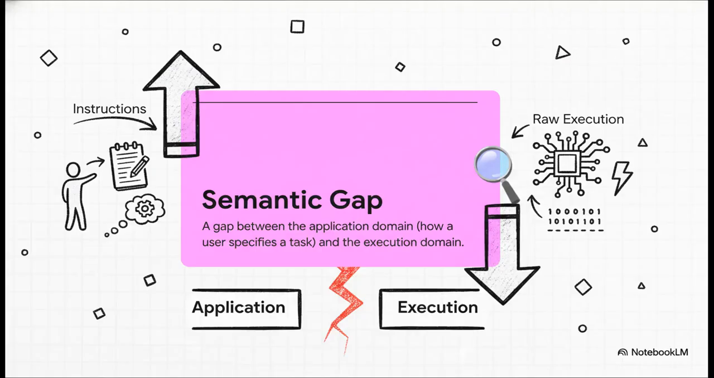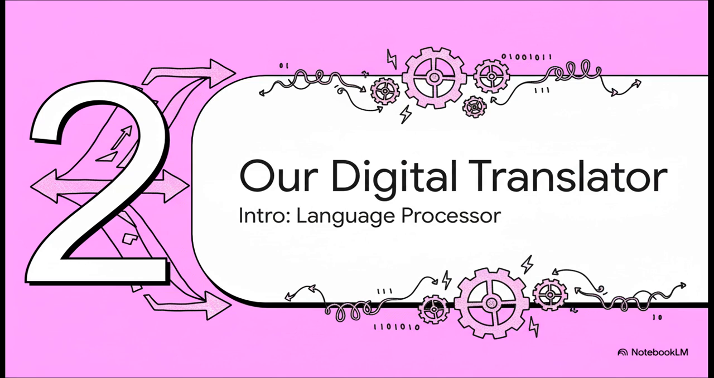And you know what? This disconnect actually has a name. It's called the semantic gap. It's basically the huge space between our world, the application domain where we give instructions, and the computer's world, the execution domain where things actually get done. Because of this gap, our code just can't run directly on a computer. It's impossible. So, how do we cross this bridge? How do we close that semantic gap?